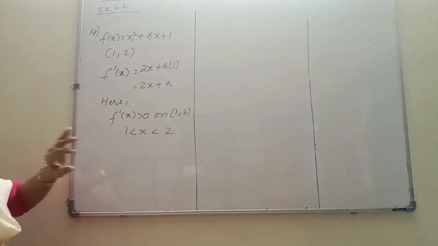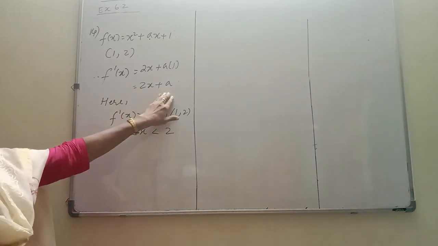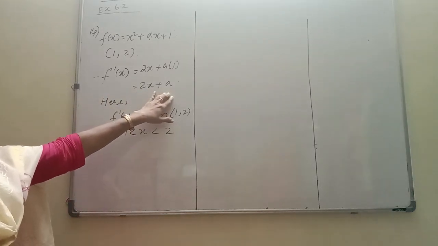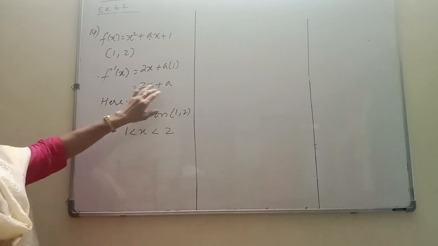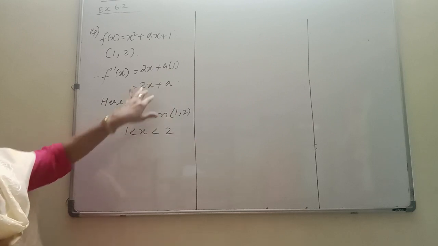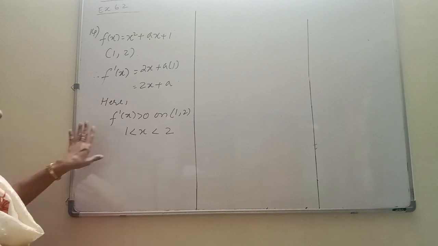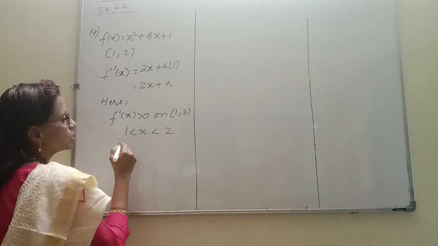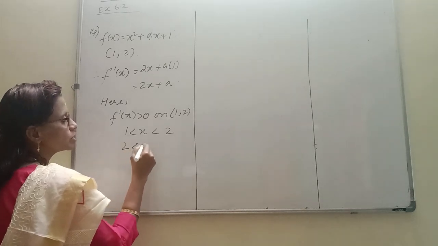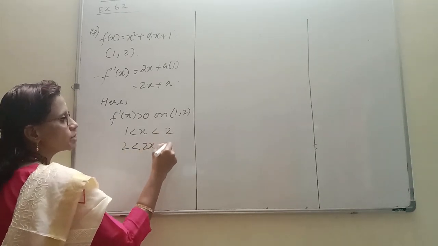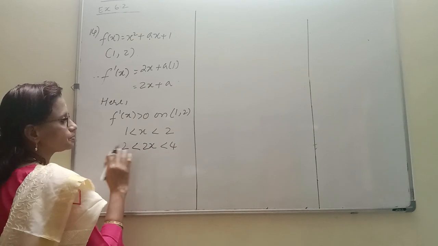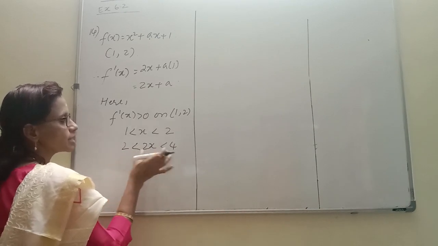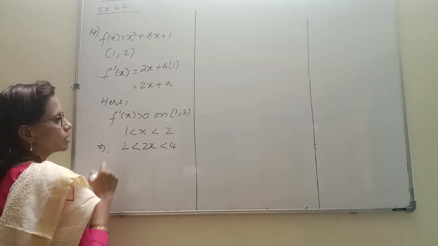We have to get a function of the type 2x plus a so that we can use that it is increasing. So let's get this 2x plus a from here. For that, let's multiply throughout this inequality by 2. When you multiply by 2, 1 into 2 becomes 2, this becomes 2x, 2 into 2 becomes 4. So you get the inequality 2 less than 2x less than 4.